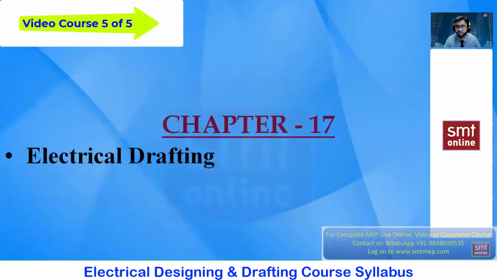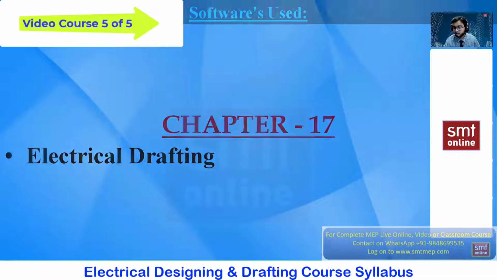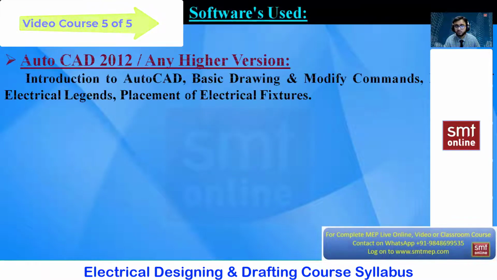Chapter 17 will be electrical drafting. In this electrical drafting, we are going to use the software AutoCAD, where 2012 is the minimum version recommended, or you can go with any higher version like 2022. In this AutoCAD, we are covering 60 commands, the basic drawing commands and modify commands, and we are going to learn how to work with electrical layers and how to place all these electrical fixtures also.